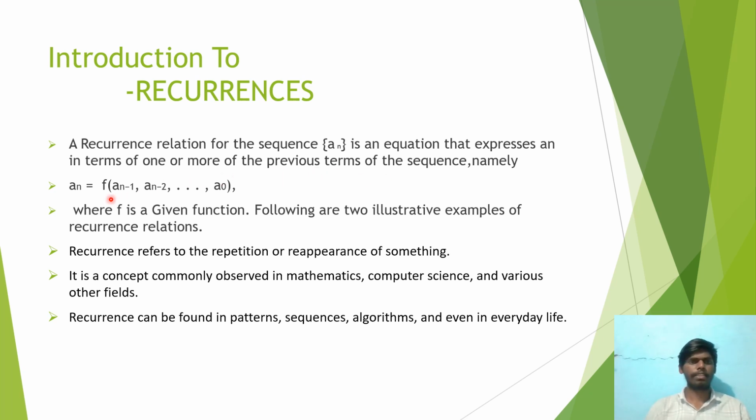Let us see this: a_n is equal to a function of a_(n-1), a_(n-2), like that; it depends on the previous values. So if we have to know the value of a_n, first we have to know the value of a_(n-1) or a_(n-2), and so on up to a_0. Here f is a given function, as in the following two illustrative examples of recursive relations.